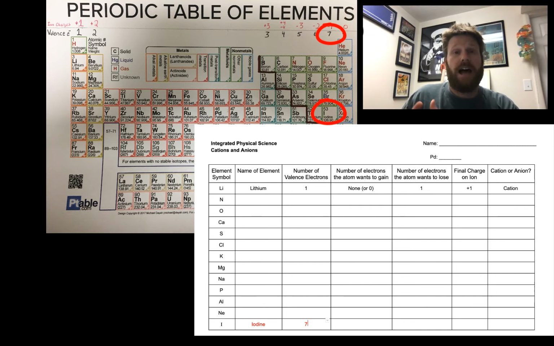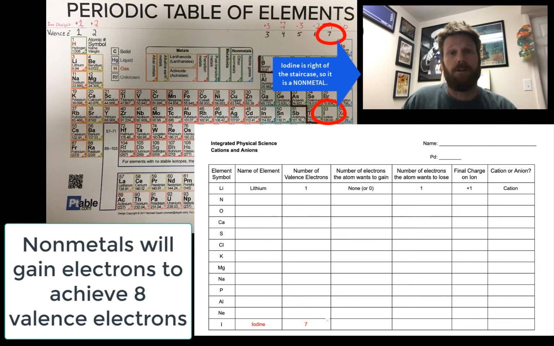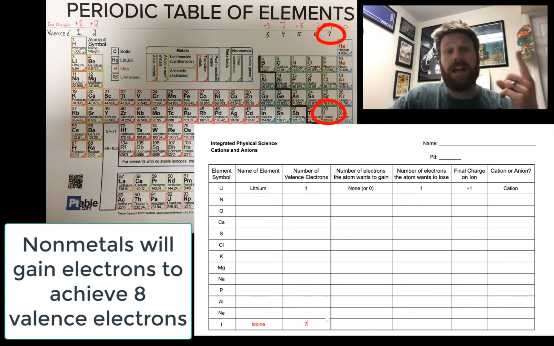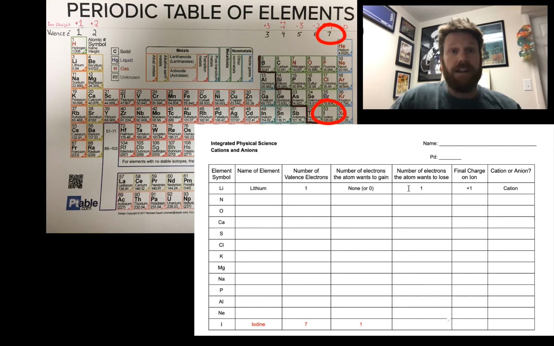First of all, is iodine a metal or a nonmetal? Since iodine is on the right side of the staircase, we know it's a nonmetal. Nonmetals want to gain electrons. Well, how many do they want to gain? Well, what's the number that gets you to 8? Iodine wants to gain 1 electron. In this first column, number of electrons the atom wants to gain, iodine atoms want to gain 1 electron to get to 8. How many is it going to lose? None. 0. Nonmetals don't lose electrons. So for iodine, the number of electrons the atom wants to lose will be 0.